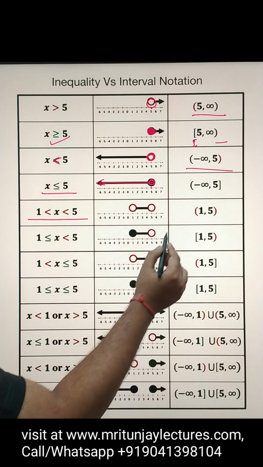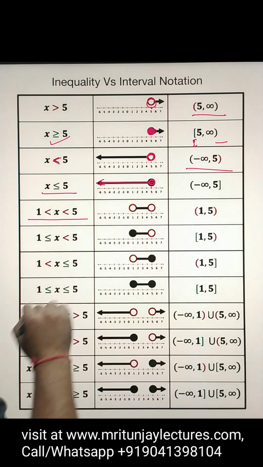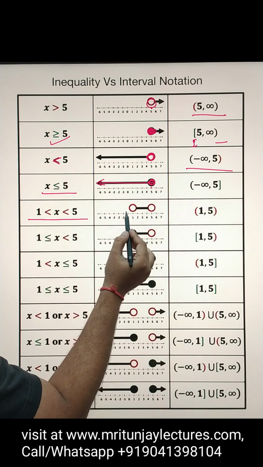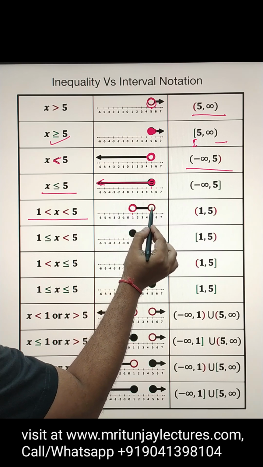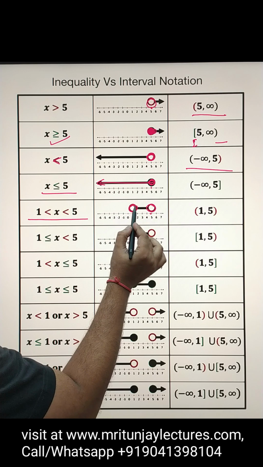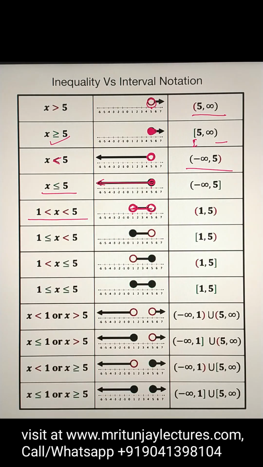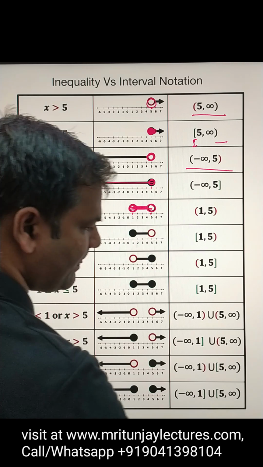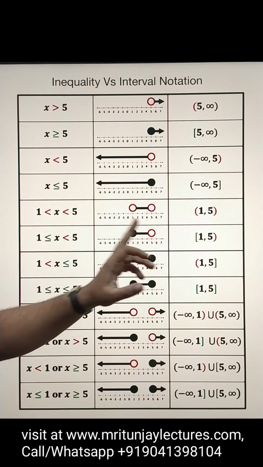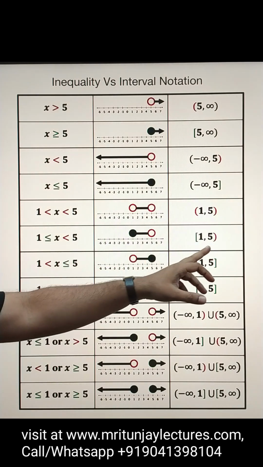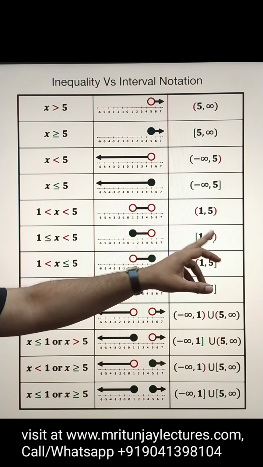1 to 5 means the open interval from 1 to 5. And how can we represent it? Open circles at the 1 point and the 5 point, represented like that, meaning x lies in between. Now the next target: if x is greater than or equal to 1 and less than or equal to 5, what is the meaning of that one? The closed interval 1 to 5, and that is closed.